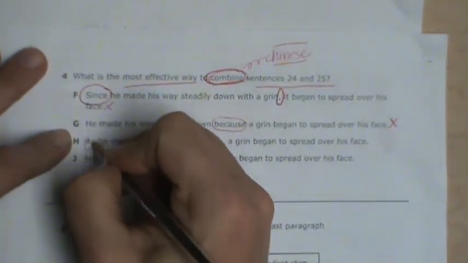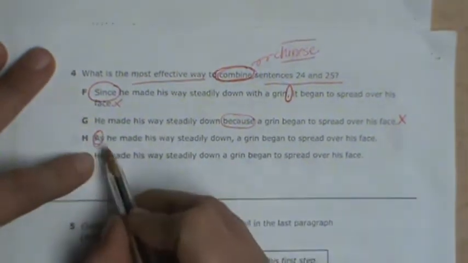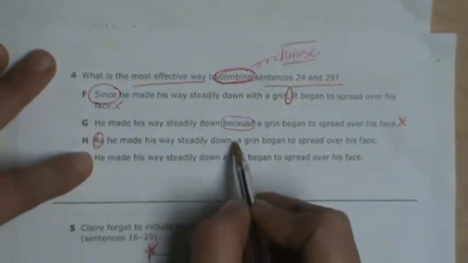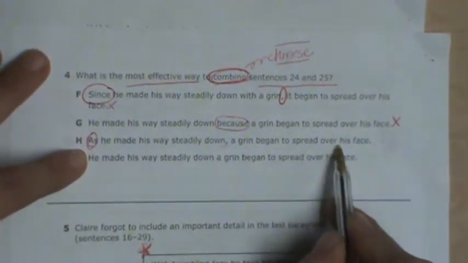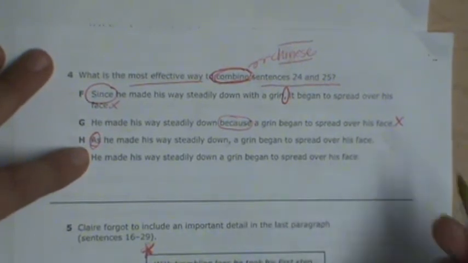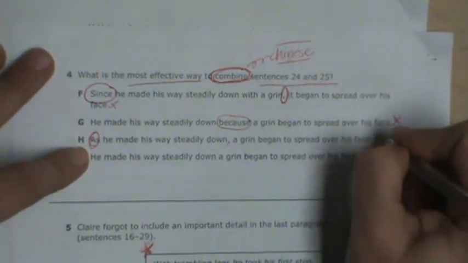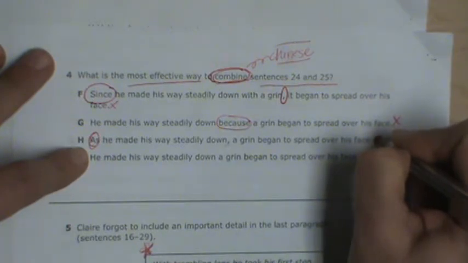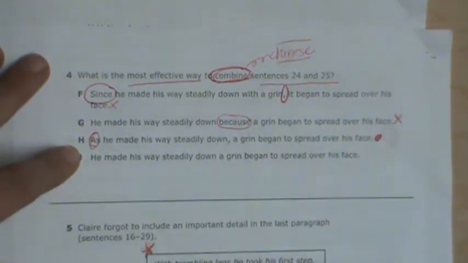Here's another awubis word right here, as. As he made his way steadily down, comma, a grin began to spread over his face. That sounds the most like the way we talk. So you're going to put a dot for possibility or a maybe baby on H.